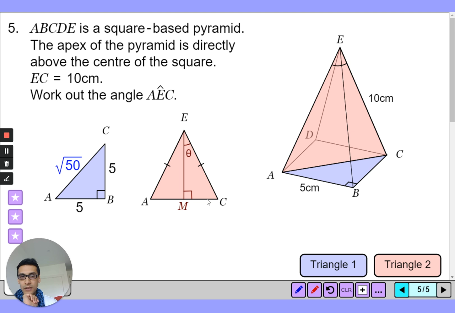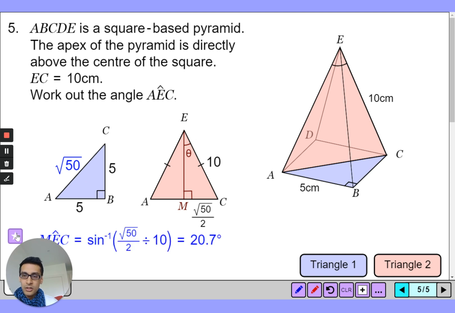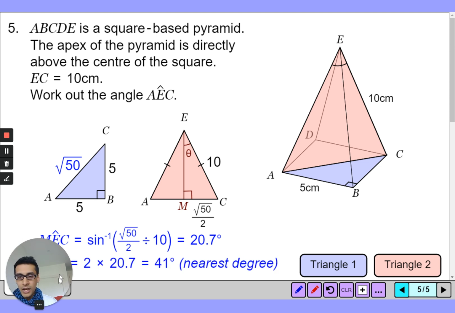And the base length we have to cut in half because we want to work out theta, and we want to use a right angle triangle. You cannot use SohCahToa if it's not a right angle triangle. So it's root 50 divided by 2. And you've got the length 10. And then again, you're just using sine. And you get 20.7 times 2. Remember to double your angle because what you just worked out is theta and you need 2 theta.